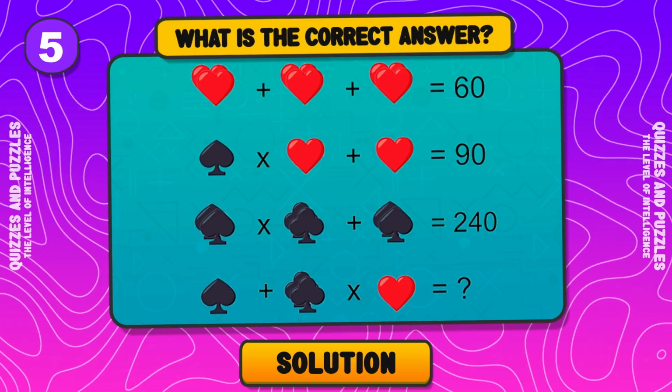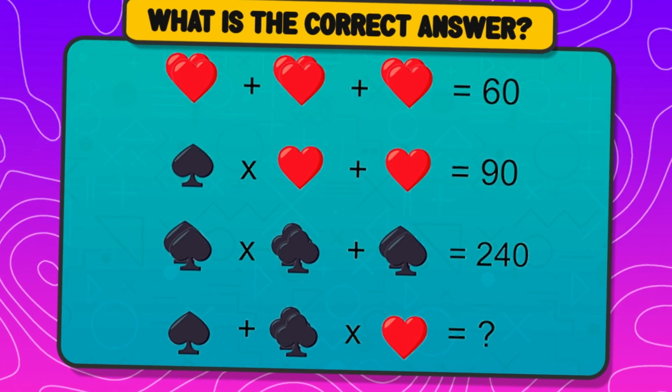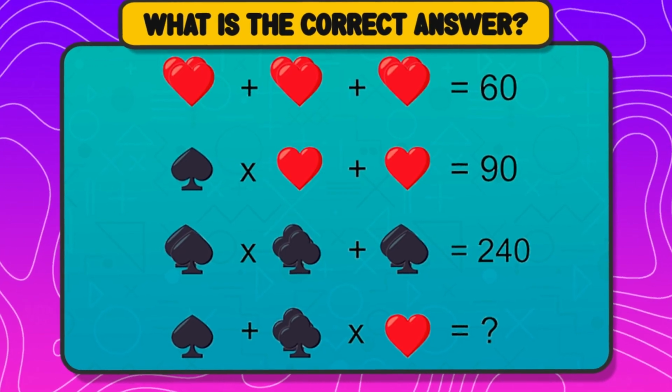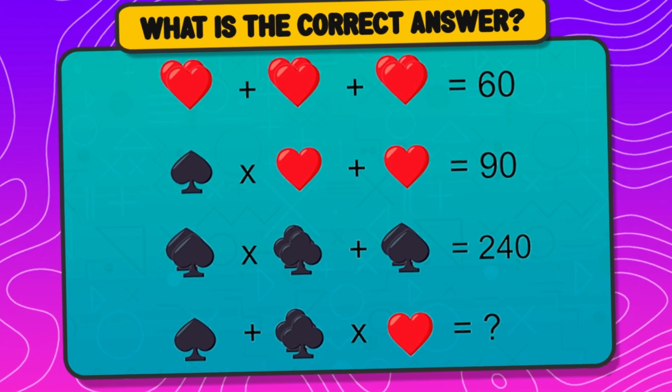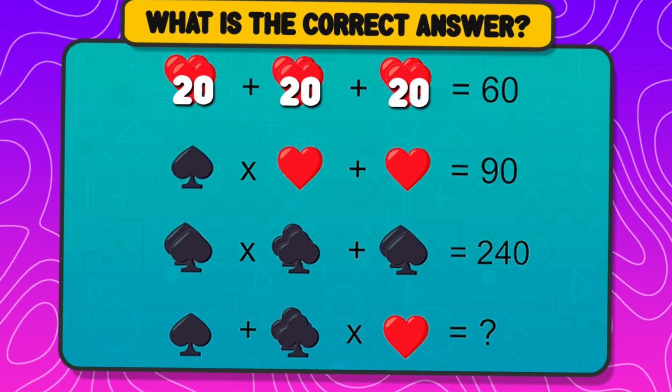Let's move on to the solution. In the first line, we see the answer 60. To find out which digit is represented by hearts, we divide 60 by 3 and get 20. In the second line, the answer is 90.